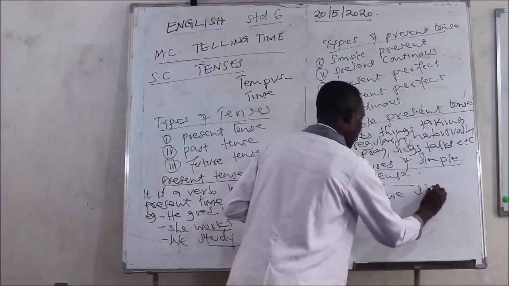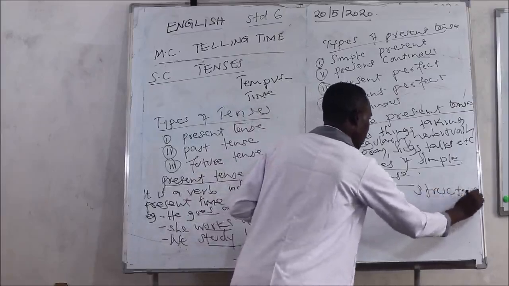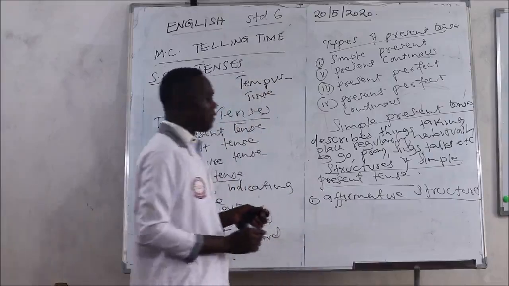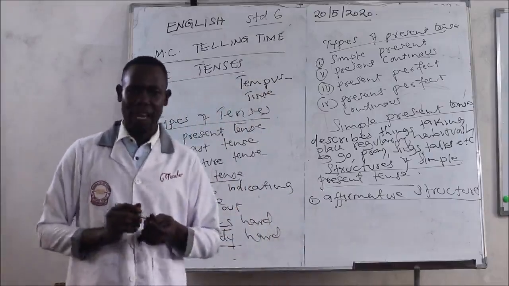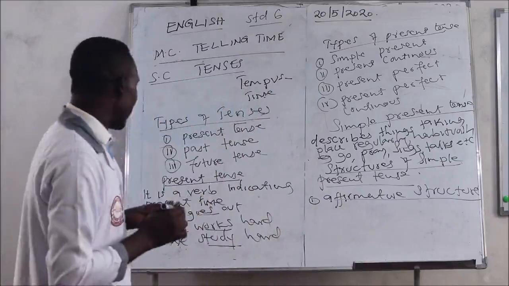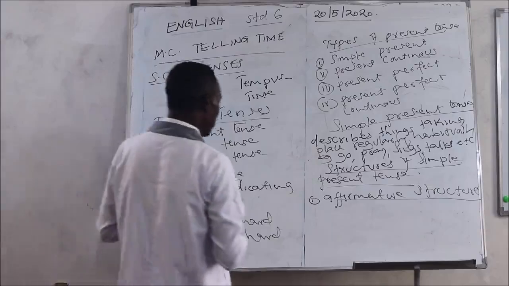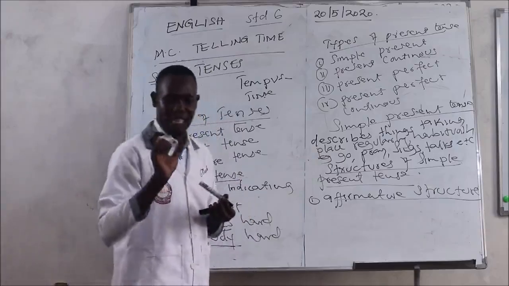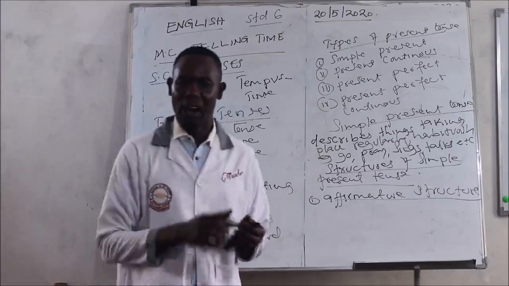Affirmative structure. The word affirmative also means positive. Affirmative structure is also called a positive structure. In this area, how are we supposed to construct a sentence? We are using a subject. You might ask, sir, what is a subject?